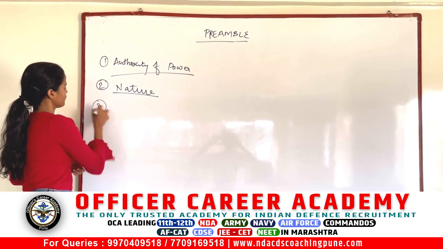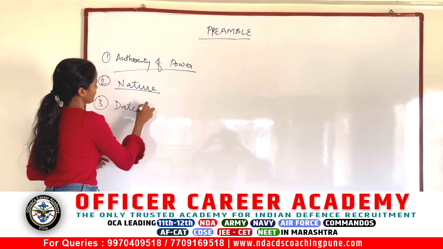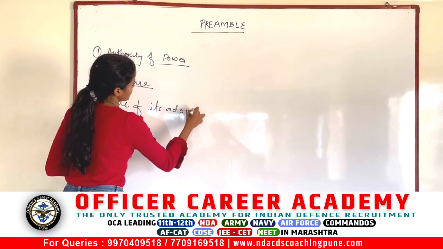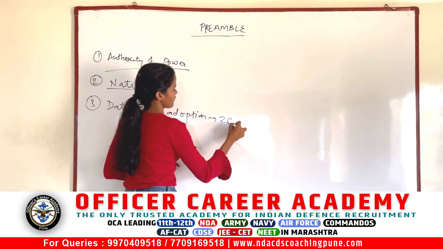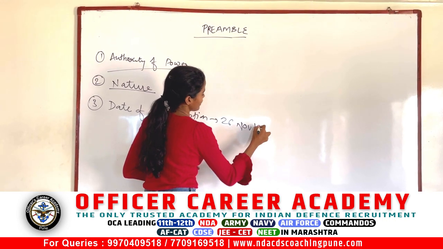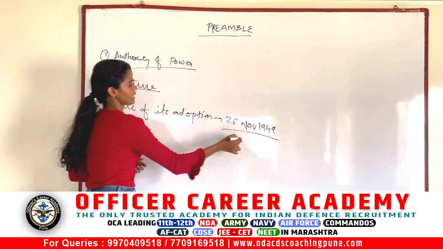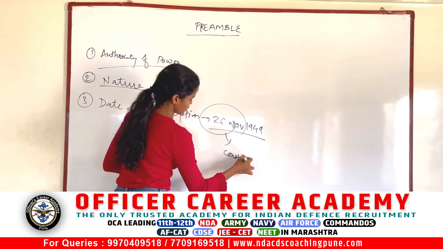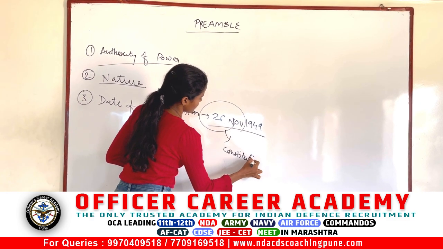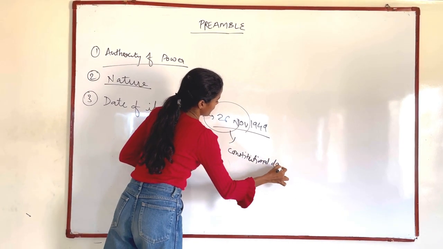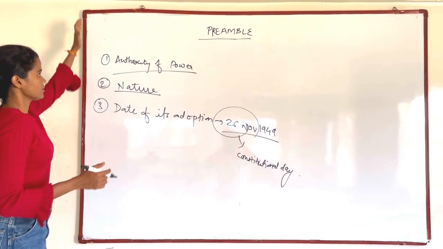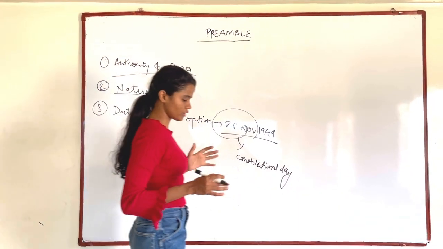And the third thing we get to know through the preamble is the date of its adoption. We all know the date of adoption, which is 26th November 1949, and we celebrate 26th November as our Constitution Day every year, because on this day we adopted our constitution. This is the first thing we should know about the preamble.